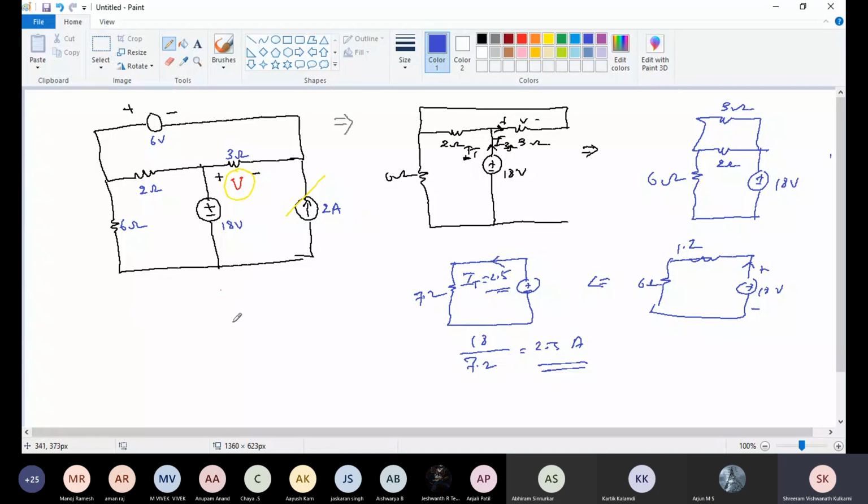It means we need to find the voltage across the 3 ohm resistance. For that we need to calculate the current through the 3 ohm resistance. Here we need to find I3. This is 3 ohm, this is 2 ohm.